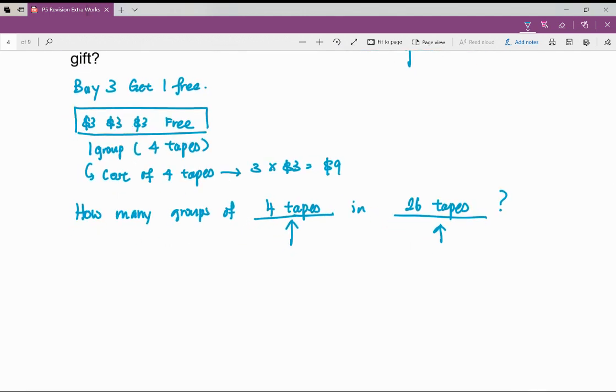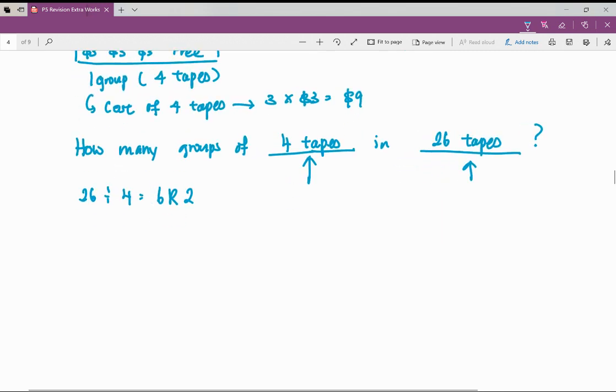So it will be 26 divided by 4, and that will be 6 remainder 2. Okay, 6 remainder 2. Then we will have to figure out, hey, what does this 6 remainder 2 actually mean? This 6 means there are 6 groups. And because I'm interested in the money, one group is $9, so it's 6 groups of $9. And these 2, always remember the remainder is always related to whatever they divide by in the front.